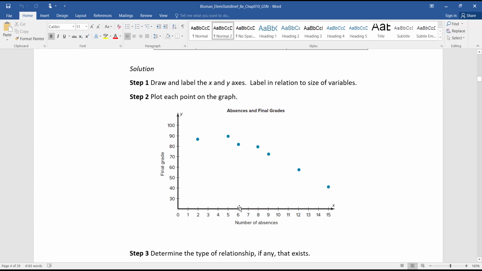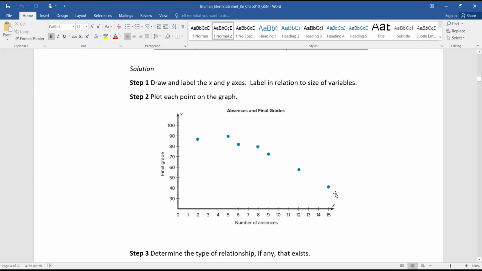So student A would be 6, 82. Student B would be 2, 86. Student C would be 15, 43. And then you can see that student D is 9, 74. Student E was 12, 58. Student F was 5, 90. And student G is 8, 78. So then I can see all of my points.